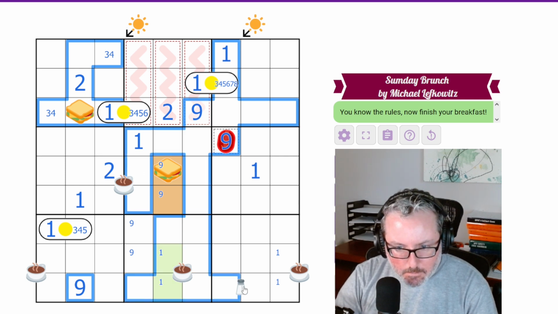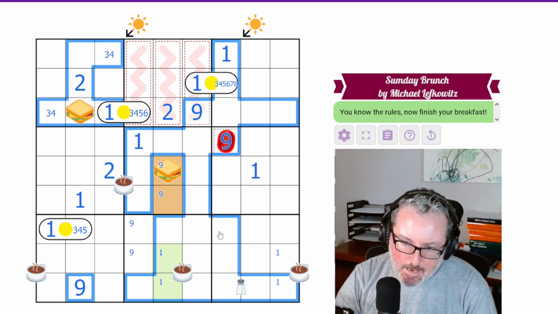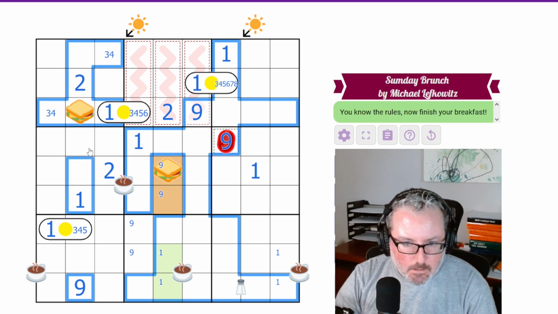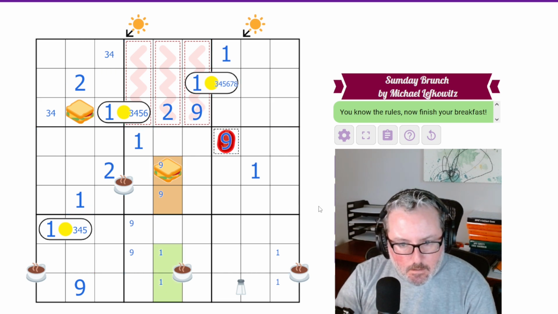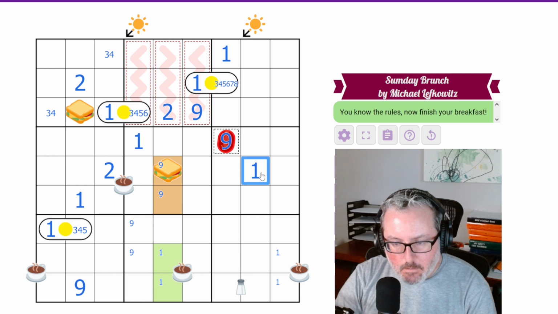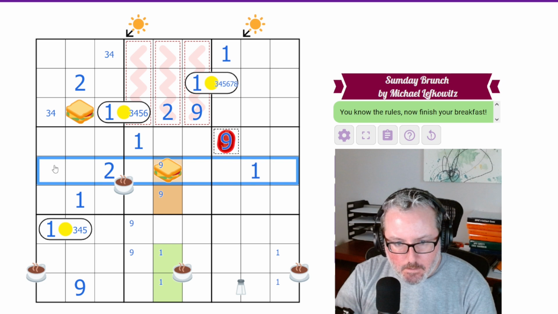What about 9s? Can we do anything with 9s? It doesn't really look like it at the moment, unless we can make some assumption as to where the 9 is on this line.